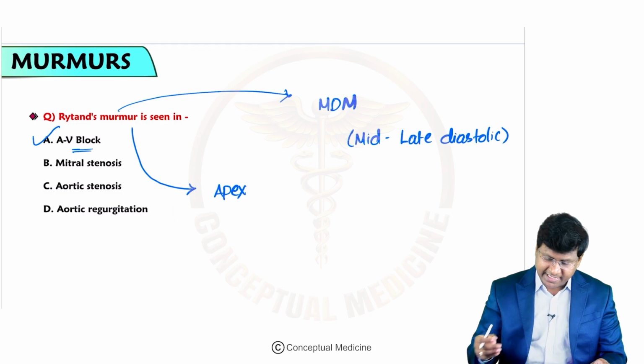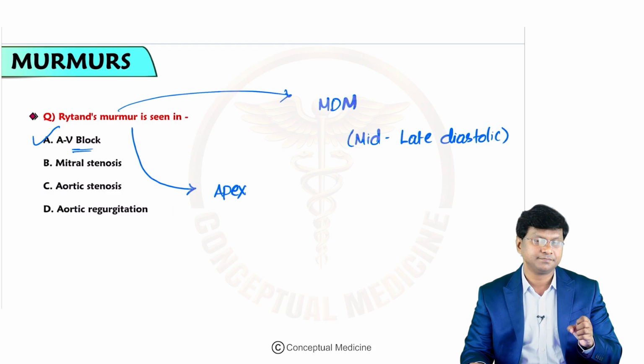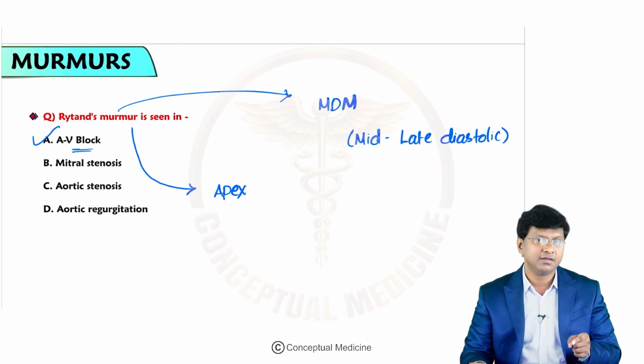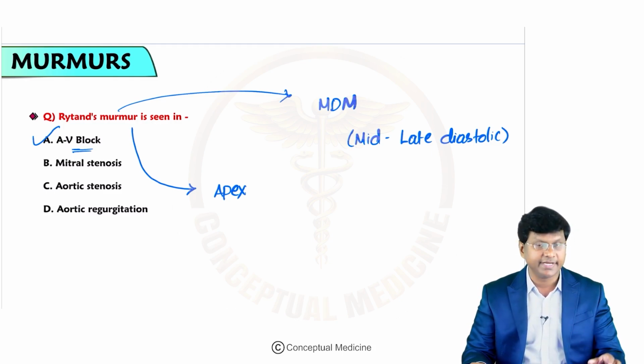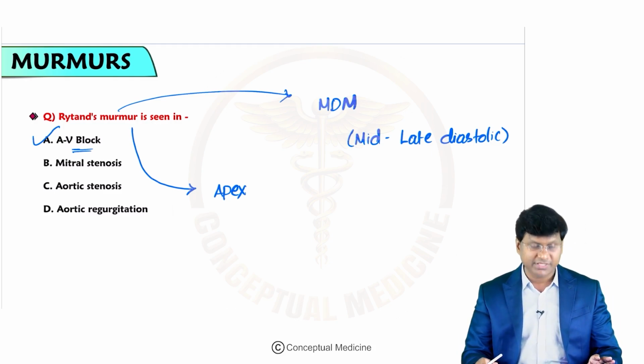And in complete heart block, what will happen? There can be closure of the AV valves during the atrial systole. So the blood has to pass from atria to ventricle with turbulence, and that will create your mid-diastolic murmur. Okay, so Rytand murmur is seen in patients with the AV block.